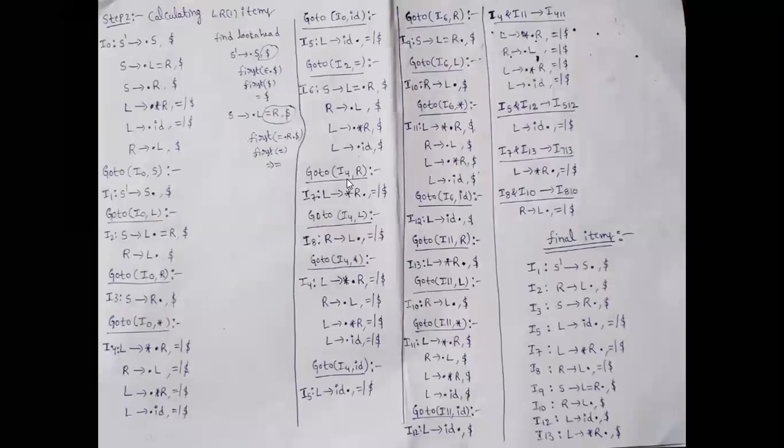Then next, goto of I4. In the fourth row the state is capital R. So we are performing the non-terminal capital R. So we are getting I7. Here I7 is combined with I13, and we are forming a new state.